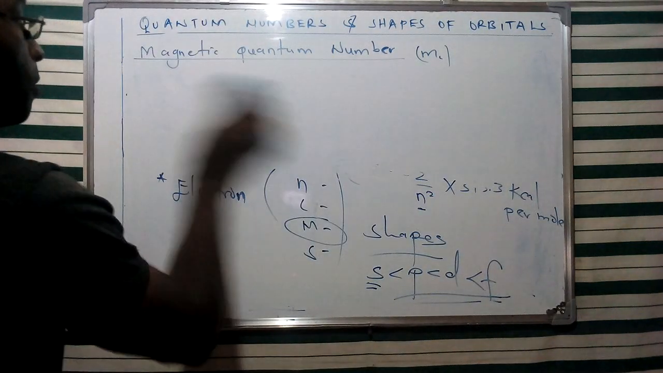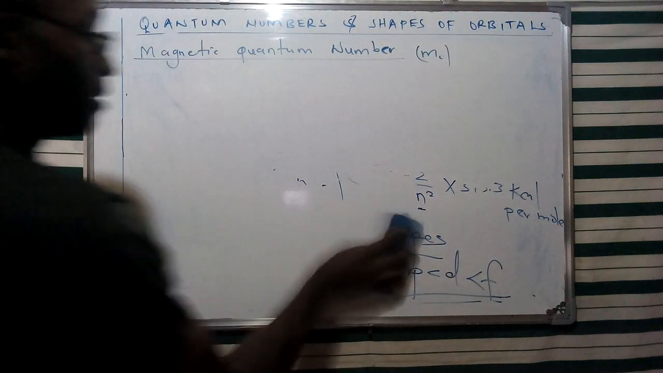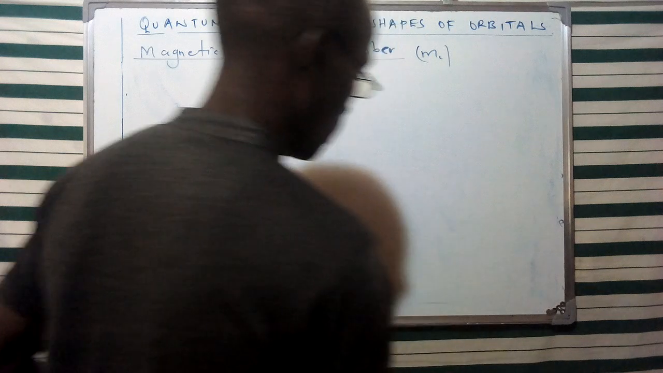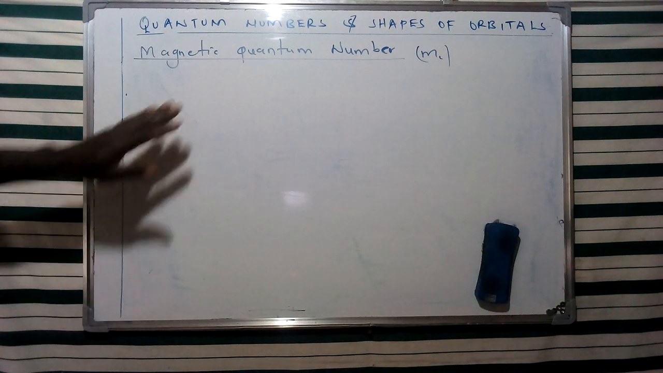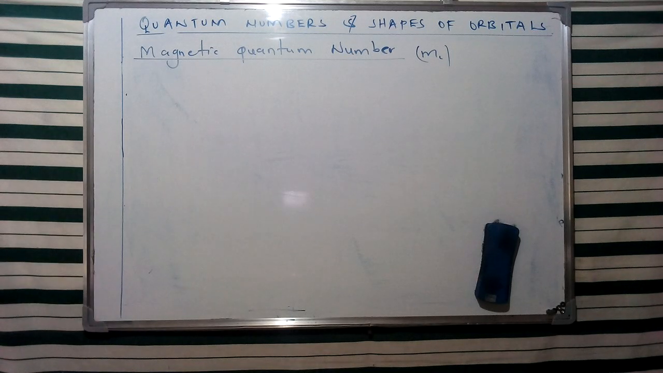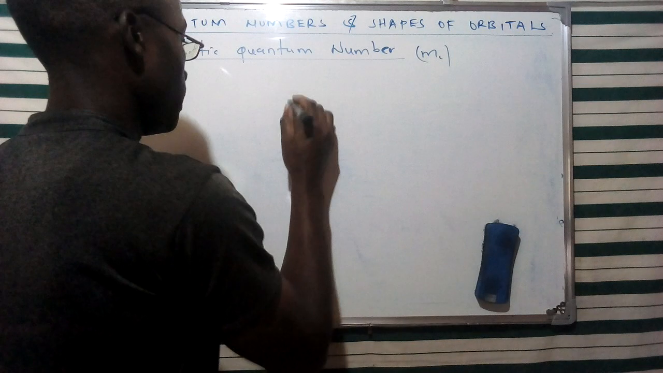Now for the magnetic quantum number, this was proposed by Zeeman, and it is going to be described in some of our videos concerning the Zeeman effect. The Zeeman effect was described by Peter Zeeman, a Dutch physicist, and Heinrich Lorentz.